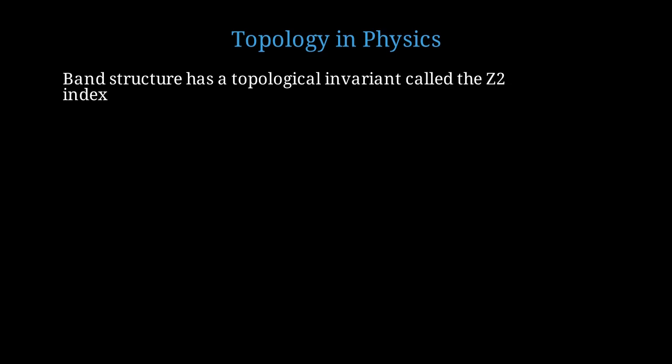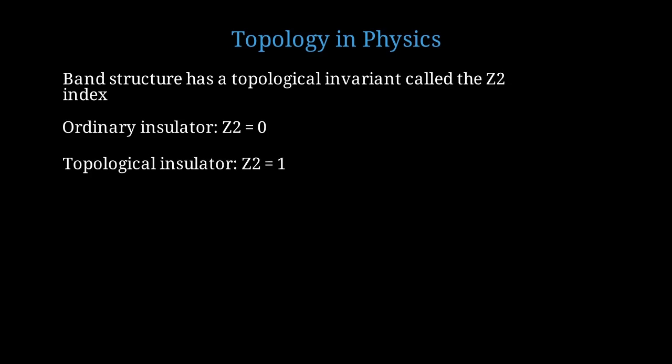This is either 0 or 1, like a binary switch. An ordinary insulator has Z2 equals 0. A topological insulator has Z2 equals 1. This Z2 invariant cannot change smoothly. It's a discrete quantum number. This robustness is the key to understanding surface states.